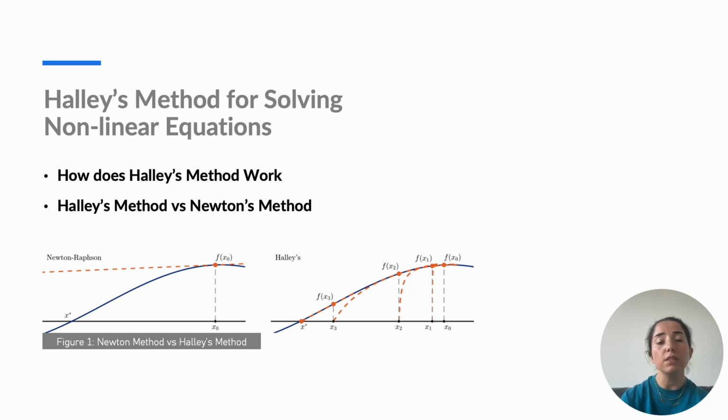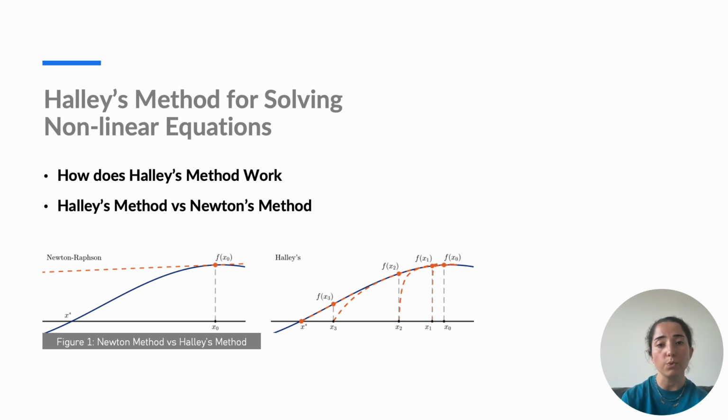We keep repeating these steps and the method usually converges very fast. It has quadratic convergence. That means the number of correct digits roughly doubles with each iteration. Let's move on to Halley's method.